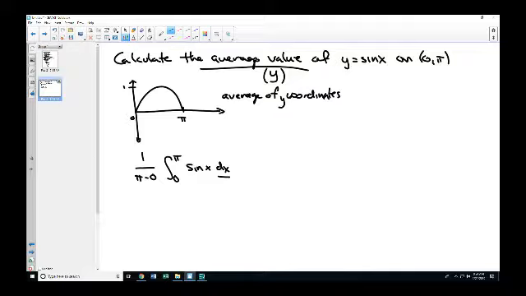It probably will not affect your answer points, but it might. Okay. And the derivative of sine, cosine, evaluated from 0 to pi, 1 over pi.